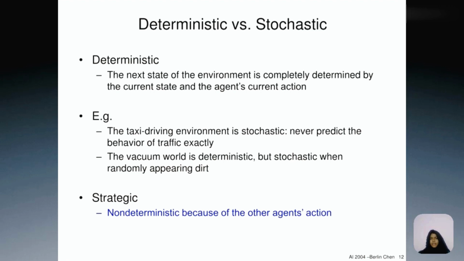Next is deterministic versus stochastic. Deterministic means the next state of the environment is completely determined by the current state and the agent's current action. Example: the taxi driving environment is stochastic, as you can never predict the behavior of traffic exactly. The vacuum world is deterministic, but stochastic when dirt randomly appears. We have strategic, that is non-deterministic because of other agents' actions.